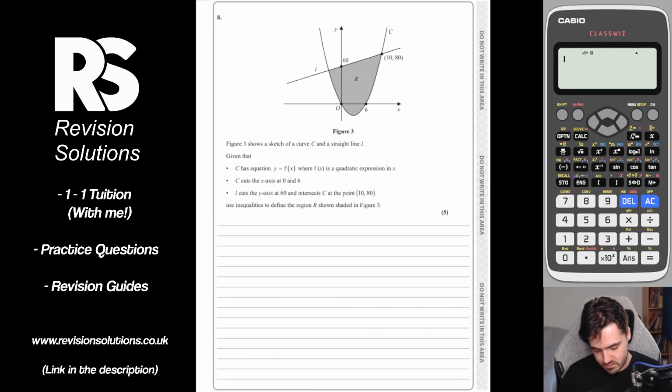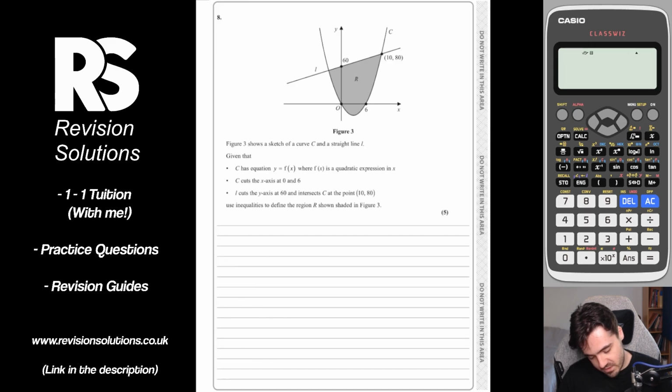So moving on now to question 8. It says figure 3 shows a sketch of a curve C and a straight line L. Given that C has equation y equals f of x, where f of x is a quadratic expression in x, and C cuts the x-axis at 0 and 6, L cuts the y-axis at 60 and intersects C at the point (10, 80). Use inequalities to define the region R shown shaded in figure 3.